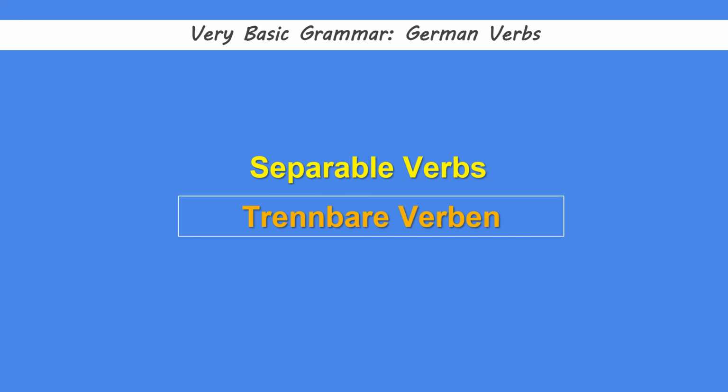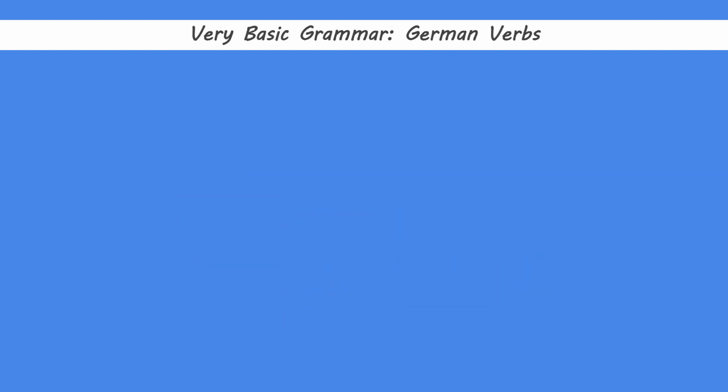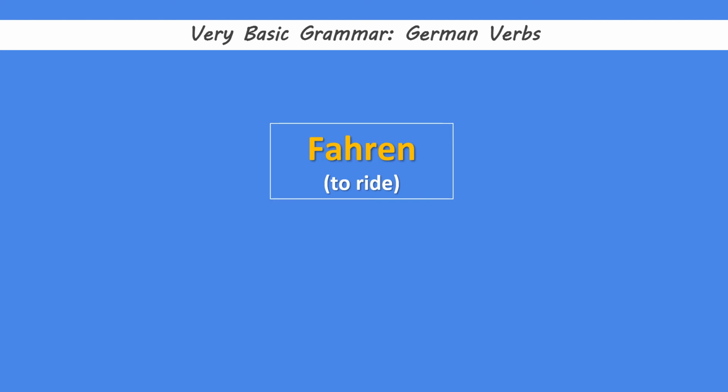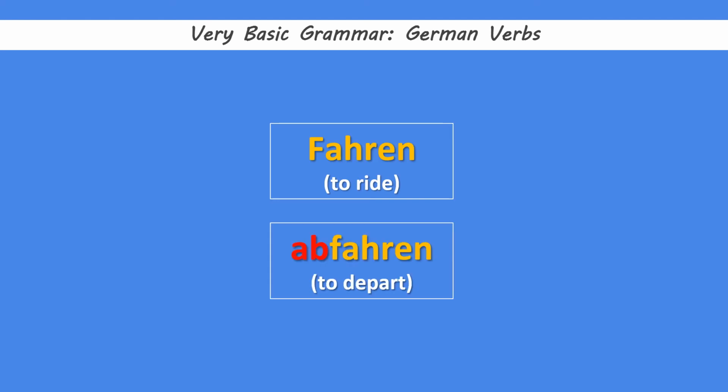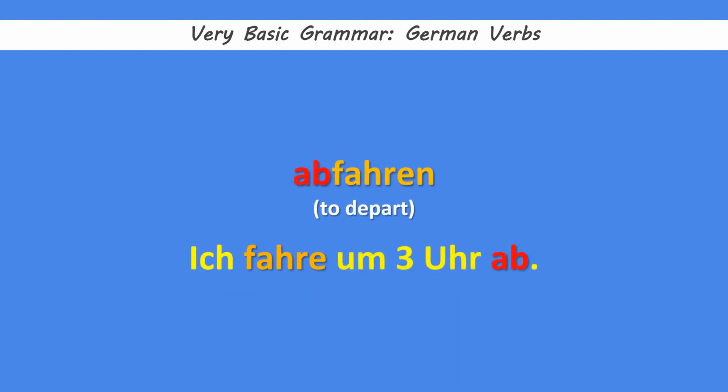Trennbare Verben. The verbs with certain prefixes are separable. If we add prefixes to verbs, the meaning will be changed slightly, or totally different. For example, fahren, abfahren. Ich fahre nach Berlin. Ich fahre um 3 Uhr ab.